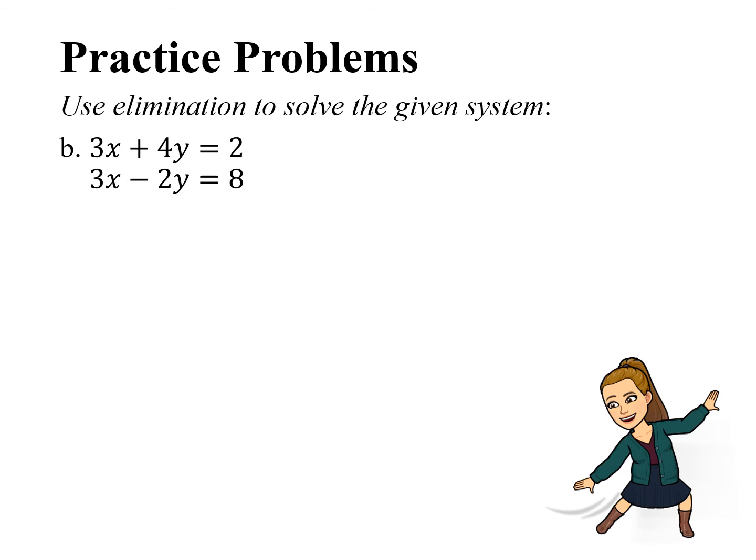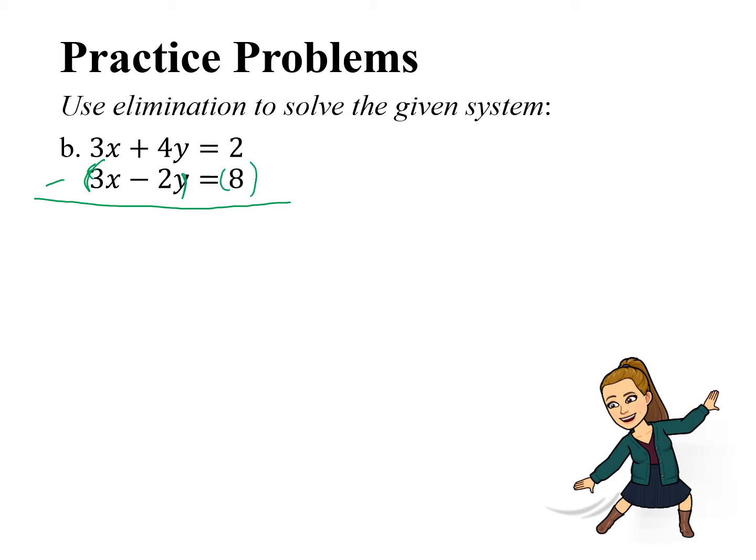Well, let's try again. If I look at this system here and I set up my giant addition equation, nothing cancels out. I have a 3x and a 3x, but they're both positive. So what I need to do is really create a giant subtraction equation. I'm going to subtract everything from it.